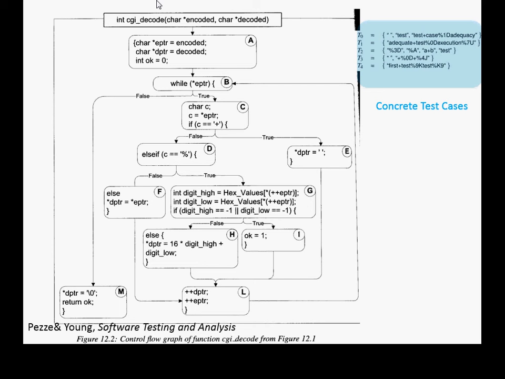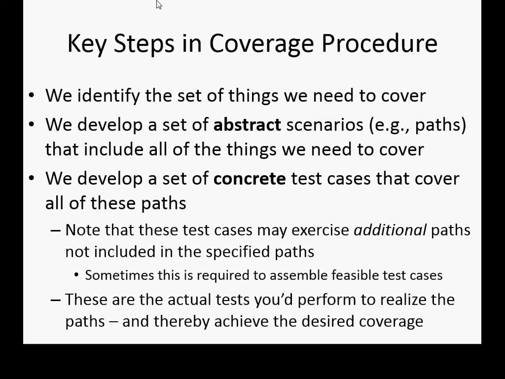So let's go back through the descriptions here. We identify a set of things we need to cover, the states. We develop a set of abstract scenarios, these paths, that will collectively cover all the things we need to cover. Maybe they're states, maybe they're transitions. And then we develop concrete test cases, inputs, that will exercise those paths, thereby covering all the things. Does that make sense?